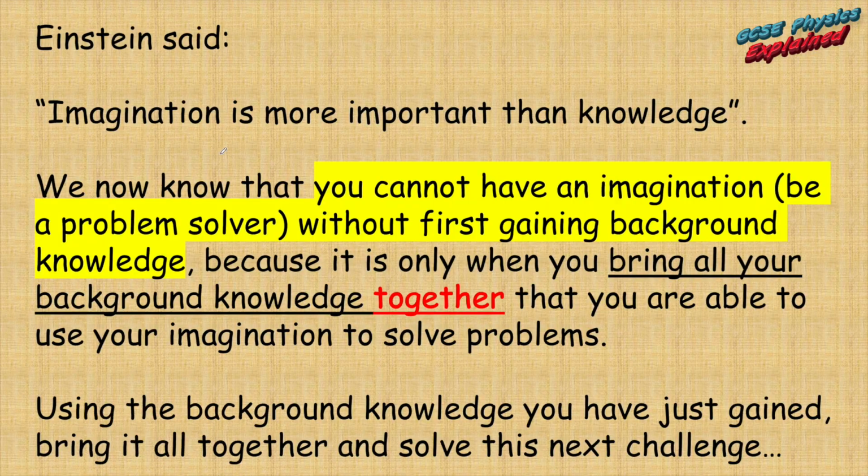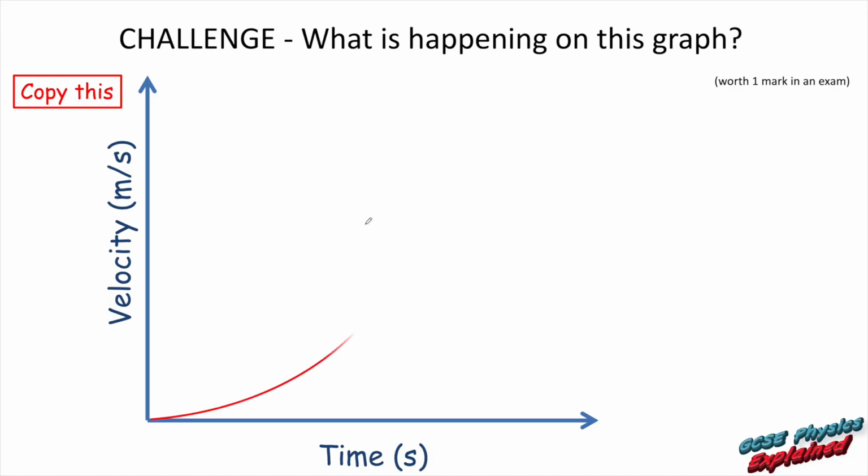Right. Einstein said that imagination is more important than knowledge. But we now know that you cannot have an imagination or be a problem solver without first gaining background knowledge. Because it's only when you bring all your background knowledge together that you are able to use your imagination to solve problems. So, using the background knowledge that I've just taught you, bring it all together and solve this next challenge.